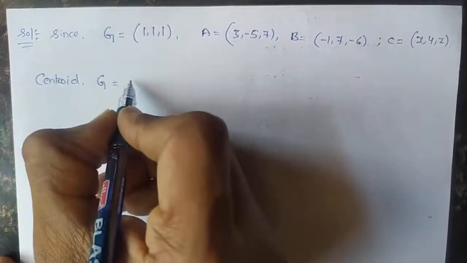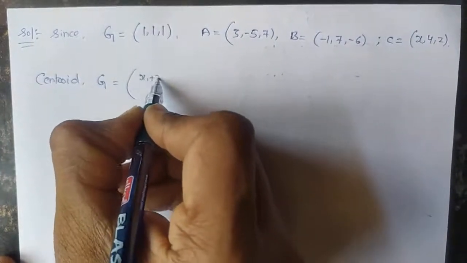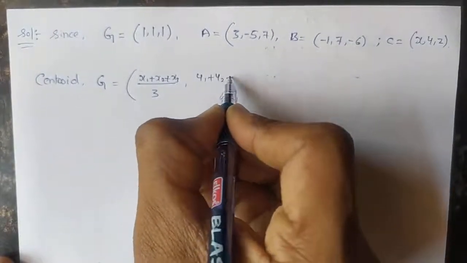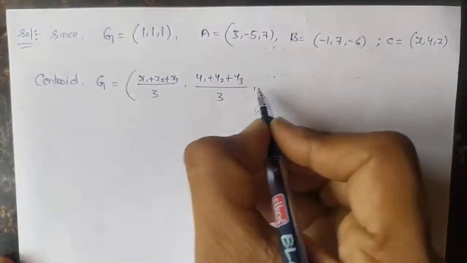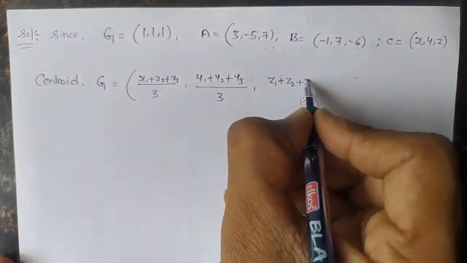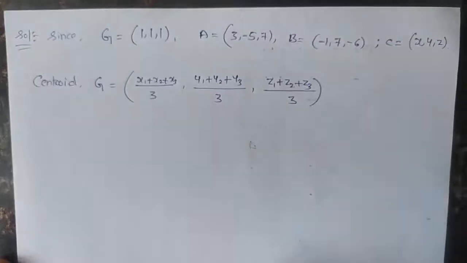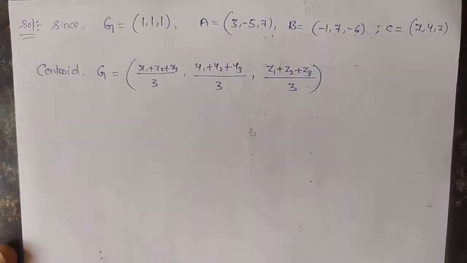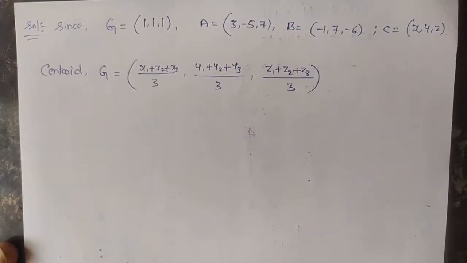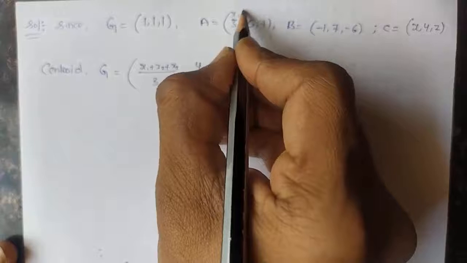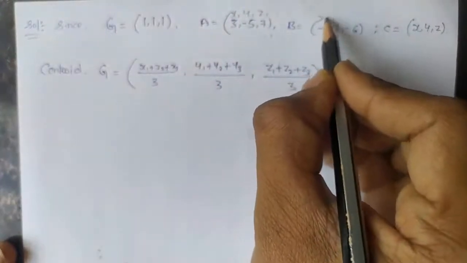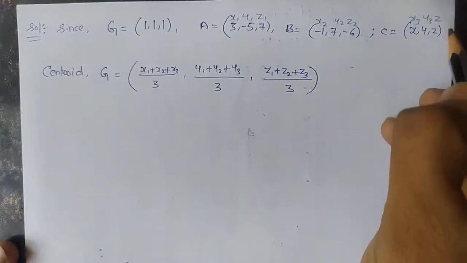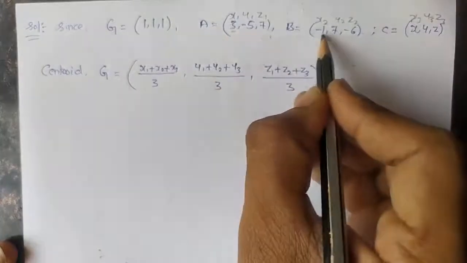G equals to x1 plus x2 plus x3 by 3, y1 plus y2 plus y3 by 3, z1 plus z2 plus z3 divided by 3. It is the formula I already told you in the starting of this chapter. Here x1 y1 z1, it is x2 y2 z2, it is x3 y3 z3. Add the first coordinates.